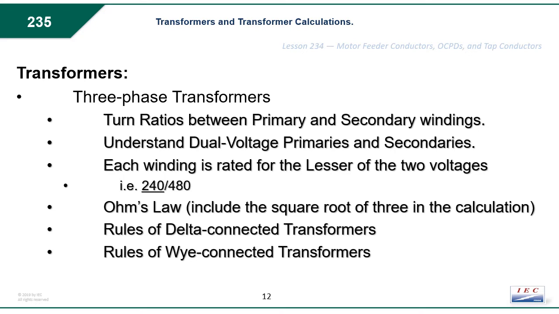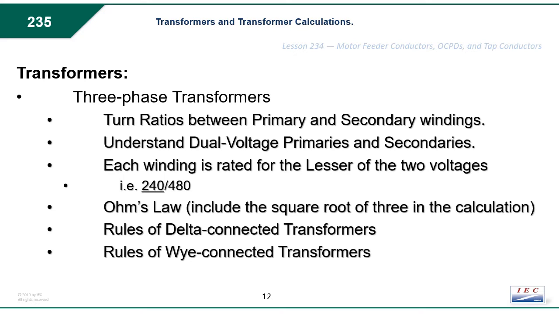Understand the dual voltage primaries and secondaries are pretty much the same, except that it applies to all three phases. So if I've got a dual voltage primary, that means each primary phase has 2 windings. And if I have a dual voltage secondary, that means each leg or each phase in the secondary has 2 windings. And again, remember, each winding is rated for the lesser of the 2 voltages, i.e. 240 and 480, like we talked about a slide ago.